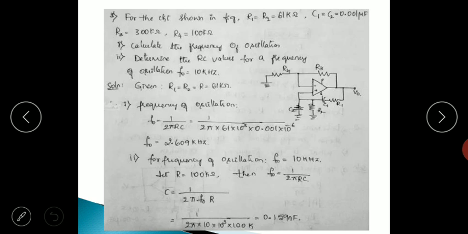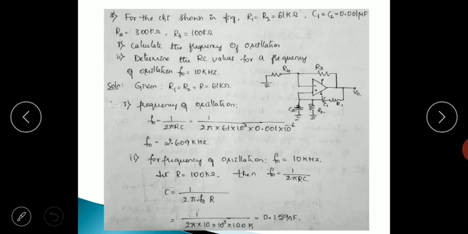It is given that R1 equal to R2 equal to R, then frequency of oscillation for Wien bridge oscillator is given by F equal to 1 by 2 pi RC, right? So substituting the values, given values first, we'll get F equal to 2.6 kilohertz. That is the first part over. Now in the second part, they ask you to determine the values of RC to get a frequency of 10 kilohertz. So again here, how do you get that second part?